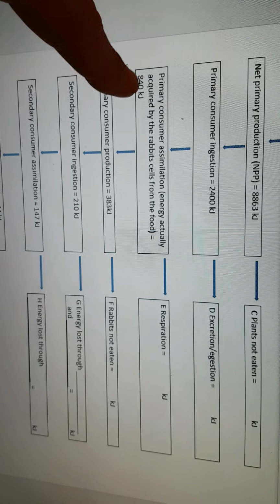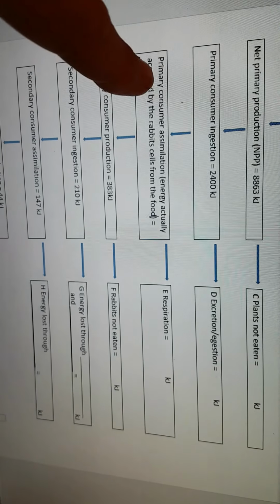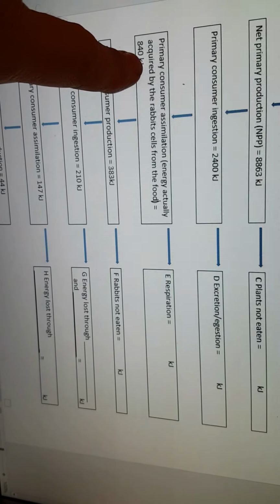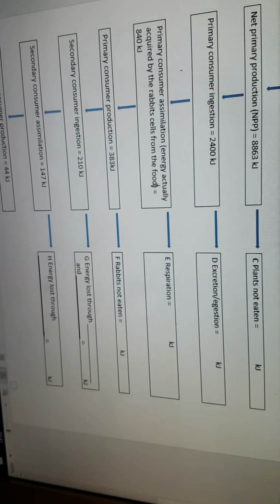And in the end, the assimilation from eating plants is typically only around 20 to 50%. It could be anything between those. In this case, let's assume it's 840 out of 2,400. Now, of that 840 that is assimilated, this is energy which reaches the rabbit cells and is therefore available to the rabbit. Quite a lot of that is then used in rabbit respiration. The only bit of it that gets used to create new rabbit biomass is only 383 of that 840. The rest gets used in respiration.